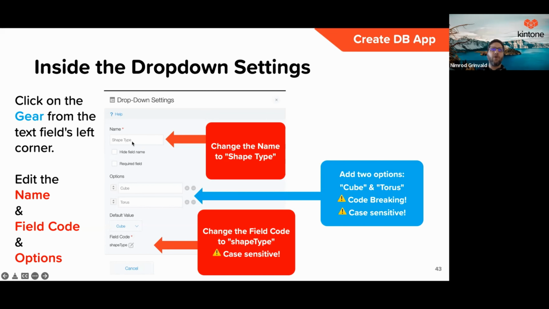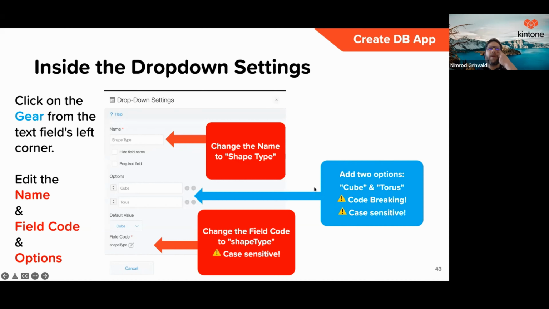The first thing that we're going to change is the value of the name field. We're not going to call it drop-down. The name of it's going to be shape type, like this. Okay? And then we're going to create our options for our drop-down. You're going to need to create the following options. There are 2 options. The first one is going to be cube with a capital C, and the second one is going to be torus with a capital T.